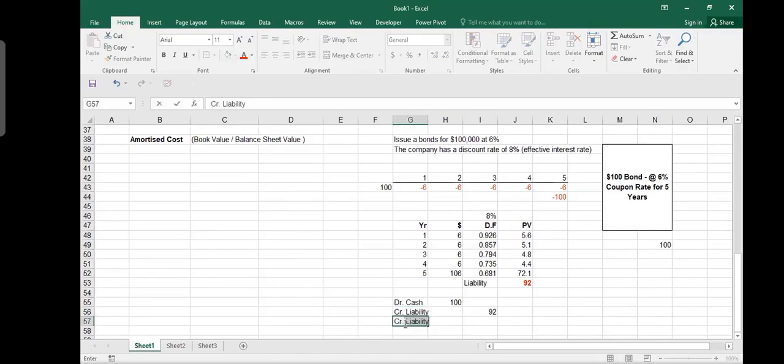And you can say credit equity, which is $8, because you need to balance. You receive 100, but what you are going to pay is only 92. So 8 is equity. This goes to the shareholder benefit. It is an addition to the equity. It is an addition to the shareholder wealth.